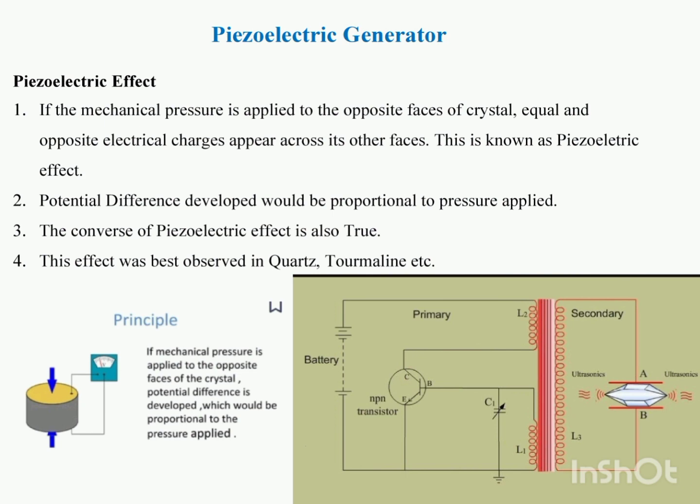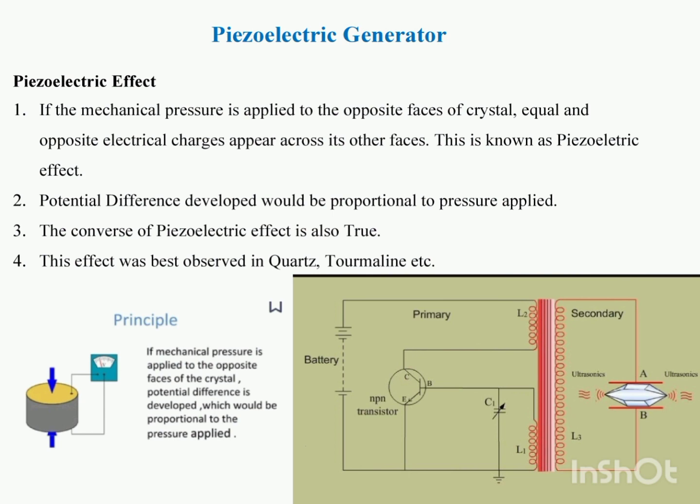By the principle of inverse piezoelectric effect, the crystal starts vibrating along the mechanical axis. The frequency of the oscillatory circuit is adjusted by the capacitor, and when this frequency is equal to the natural frequency of the vibrating crystal, resonance occurs. Then ultrasonic waves are produced along both the ends of the crystal.